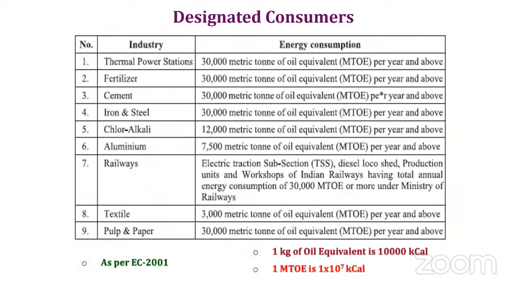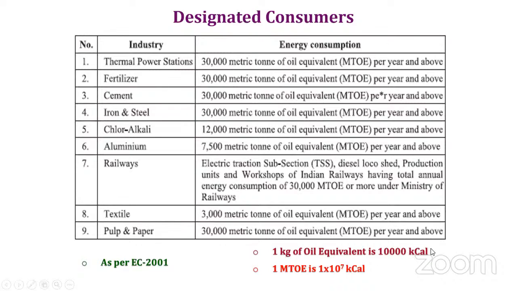Now, yesterday I told you we have designated consumers, DCs. DCs can be classified based on their total energy consumption, measured in a common unit called MTOE, million tons of oil equivalent, per year. How much MTOE they are using, including all types of energy: petrol, diesel, electricity, LPG, furnace oil, wood, whatever it may be. They convert all the energy in terms of MTOE. How to calculate MTOE? 1 kg of oil equivalent equals 10,000 kilocalorie.